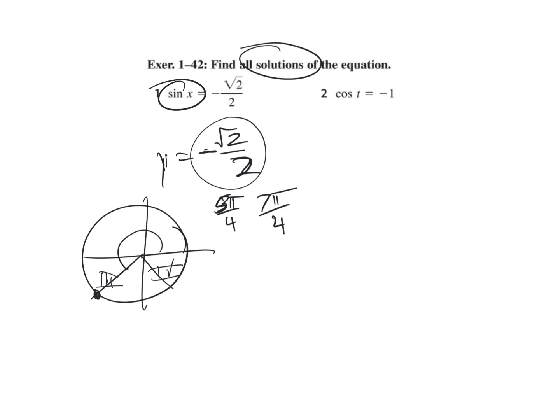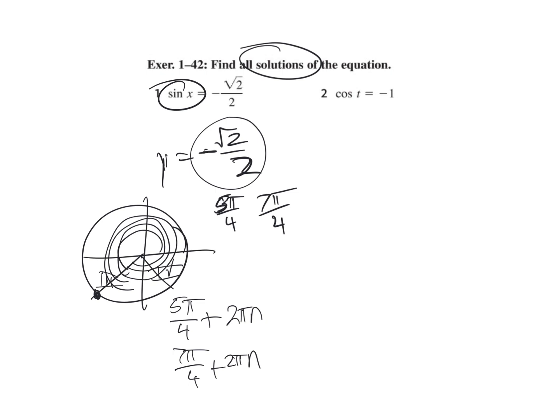So if we go around to 5 pi over 4, we can add another 2 pi, and another 2 pi. So how we write that is, our answer is 5 pi over 4 plus 2 pi n for how many times you're going to go around. And the same thing for the 7 pi over 4 plus 2 pi n. All right, now cosine, where's the x value? Negative 1. Well, negative 1 for x is right here. That's at pi. So pi plus 2 pi n.